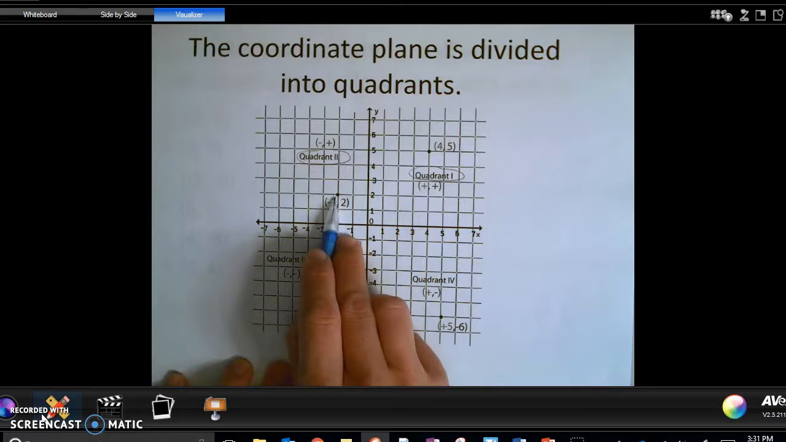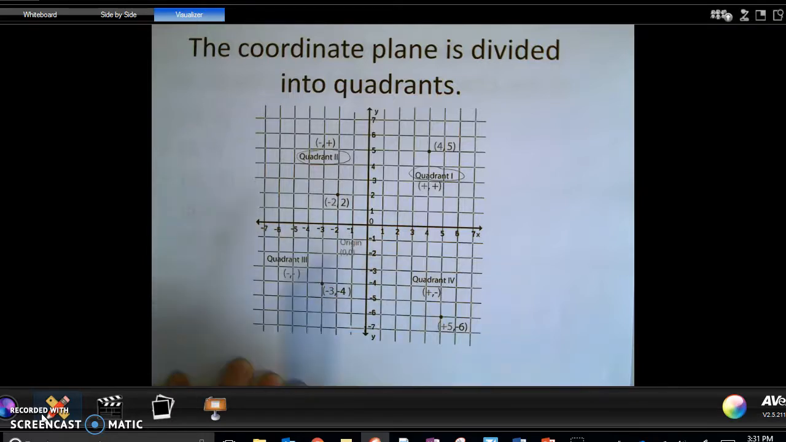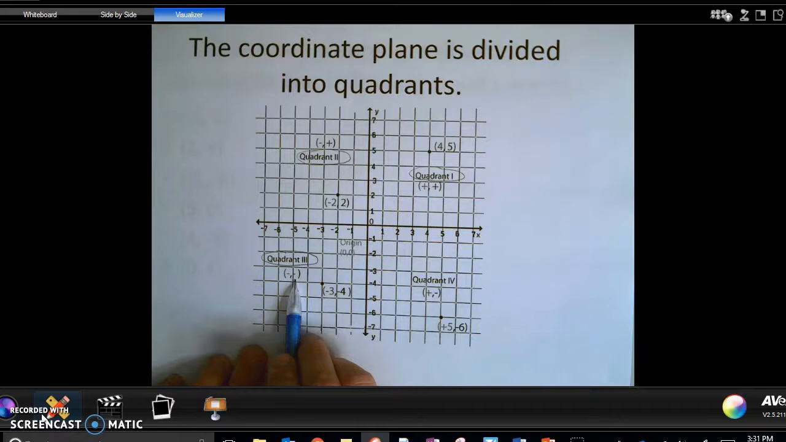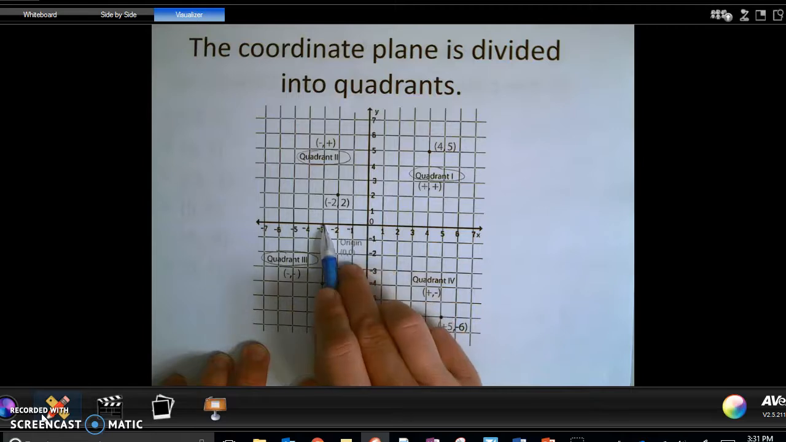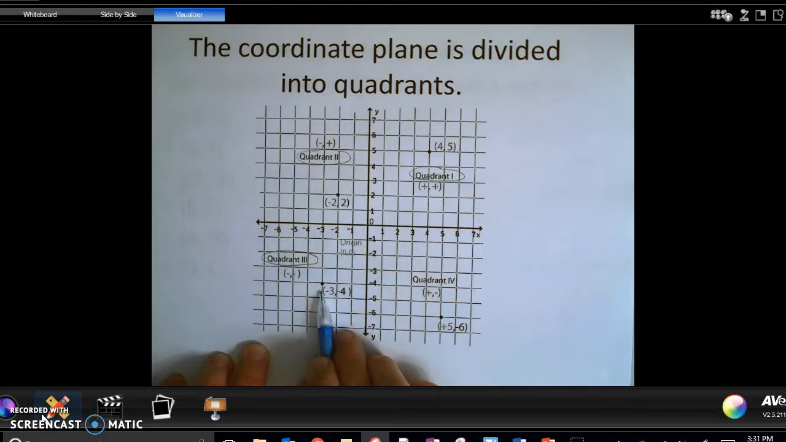As I continue around counterclockwise, I move down to quadrant 3, where my x values are negative and my y values are negative. So an example of a point in quadrant 3 would be -3, -4. So from the origin, I move left 3 and down 4.